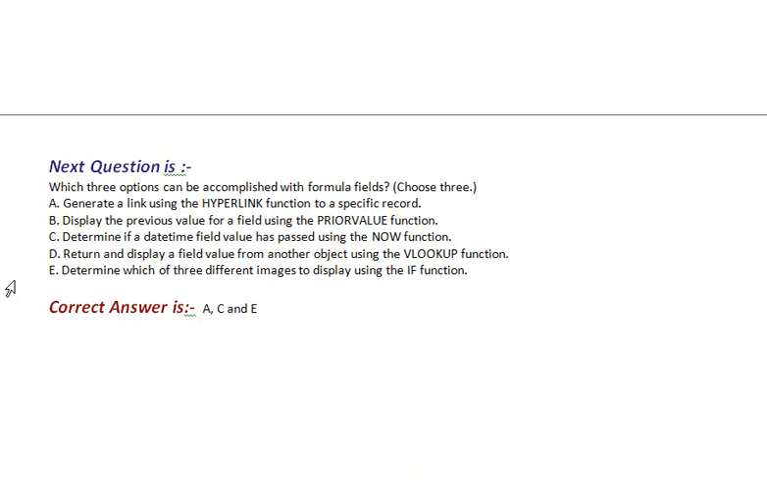Our next question is, which three options can be accomplished with formula fields? Choose three. Option A, generate a link using the HYPERLINK function to a specific record. Option B, display the previous value for a field using the PRIORVALUE function. Option C, determine if a date time field value has passed using the NOW function. Option D, return and display a field value from another object using the VLOOKUP function.